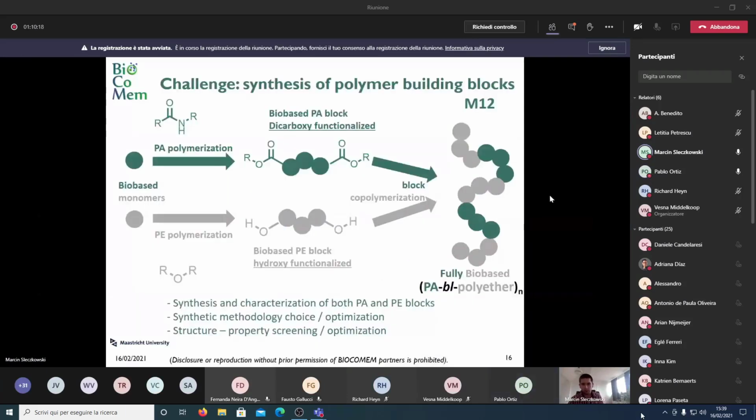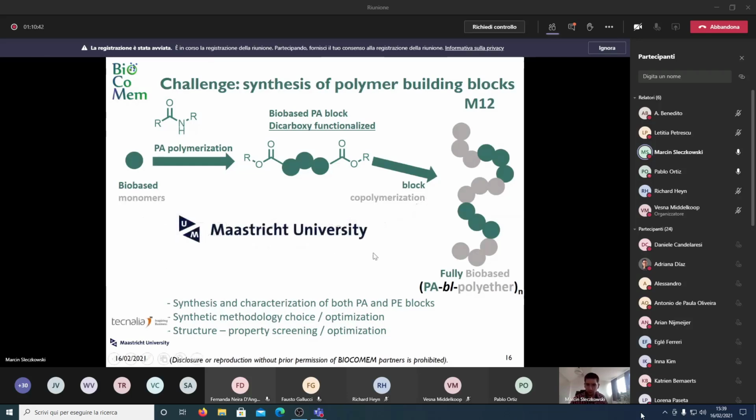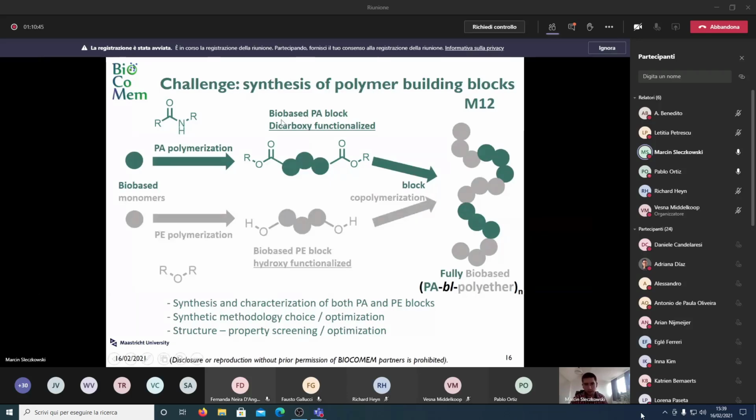So essentially, being back at this slide, as you see, we have the two different blocks to be synthesized. We have now described how the new polyether block is made. So now I'll focus on the polyamide block synthesis. We aim to have the polyamide block, which is dicarboxyl functionalized at the end, for the sake of the polycondensation together with the polyether block at a later stage. So that's a very, very important part.